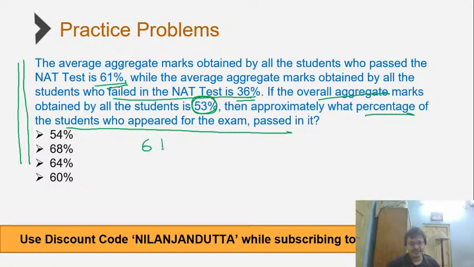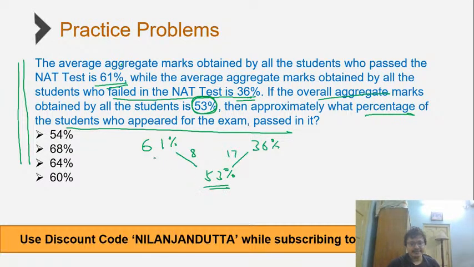The basic idea is you're mixing the 61% category with the 36% category to end up getting a 53% category. That is a mixture of both of them. So how do you employ allegations? You look at the difference between 61 and the mixed number, that is 53, that is 8. Here the difference is 53 to 36, that is 17.